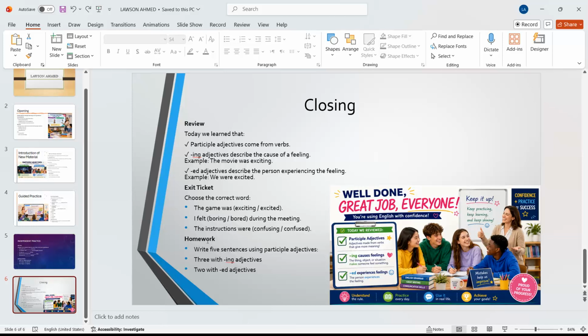Alright, this is your homework. You write 5 sentences using participle adjectives, 3 with ing adjectives, and 2 with ed adjectives.